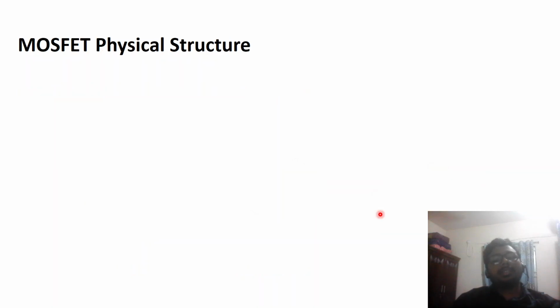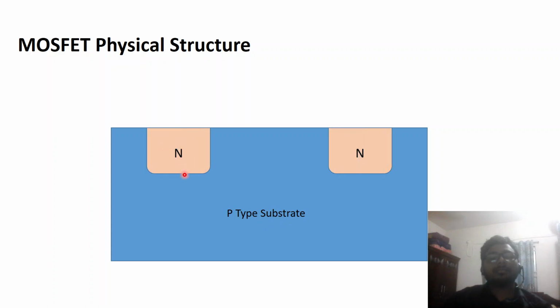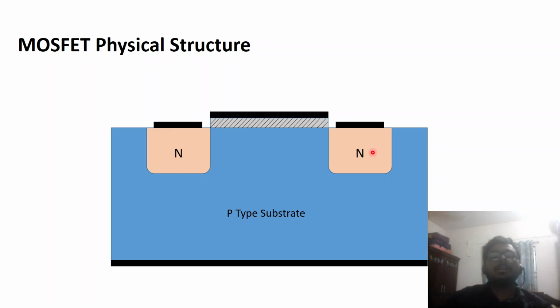Now we will see the basic structure of a MOSFET. First, we'll take a material which is silicon, the base or parent material. Then we will dope it with trivalent impurities to make it a p-type substrate. And there are two n-type wells here. Out of these two wells, one will act as a source and another one will act as a drain.